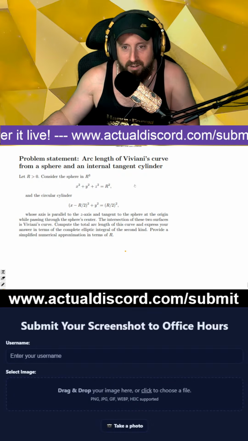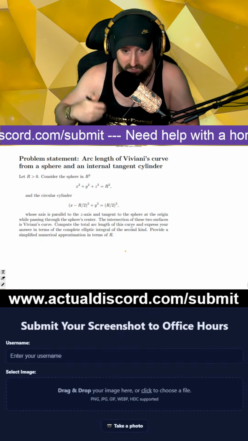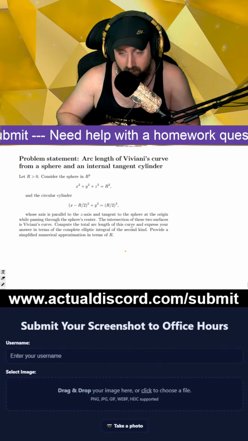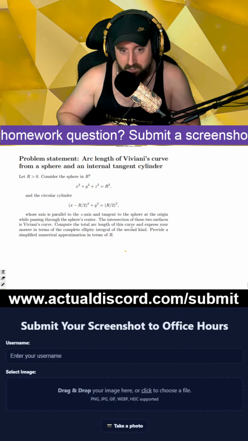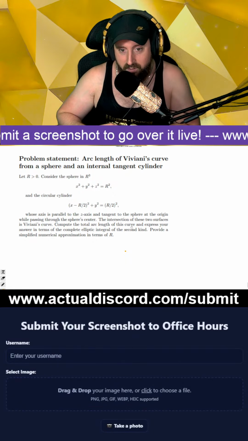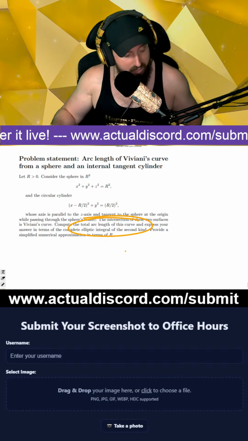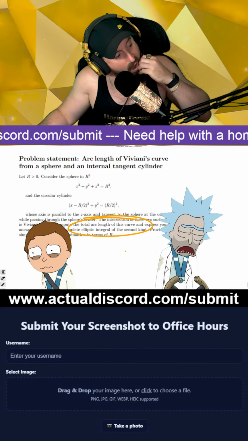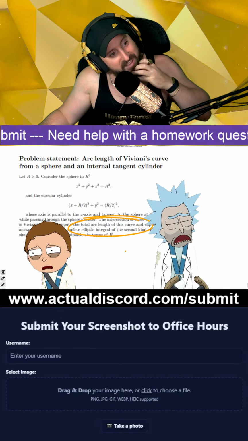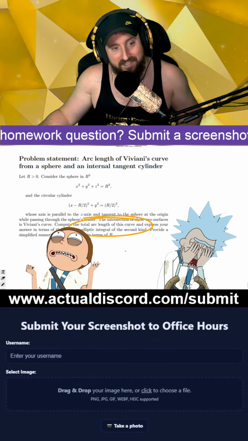Whose axis is parallel to the z-axis and tangent to the sphere at the origin while passing through the sphere's center. The intersection of these two surfaces is Viviani's curve. Compute the total arc length of this curve and express your answer in terms of the elliptic integral of the second kind. Oh, that's gonna hurt. This is Calc 3 and real analysis jammed in two semesters? I believe it, dude. This is not easy.